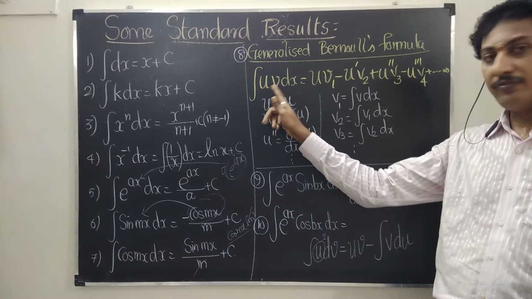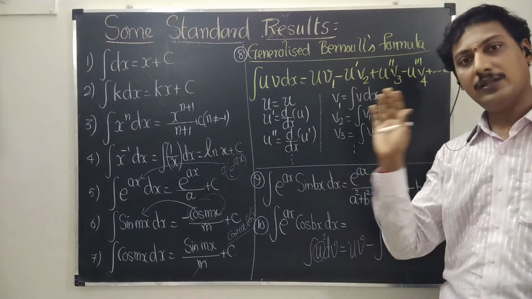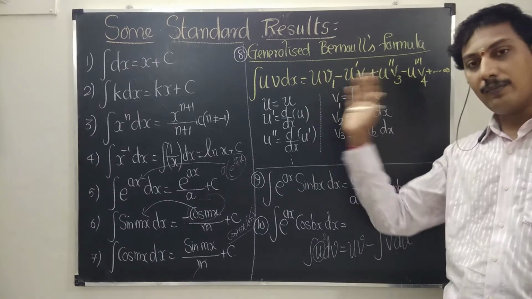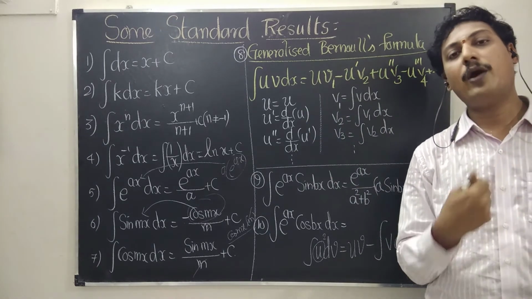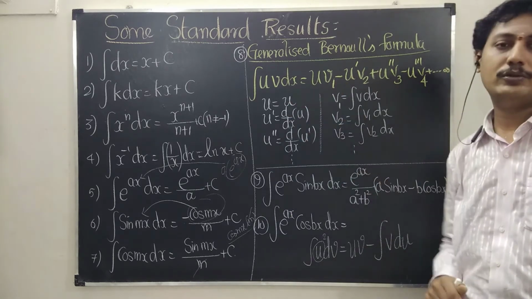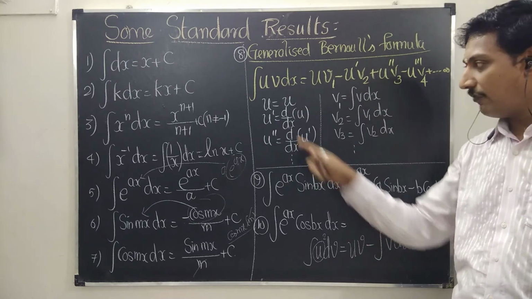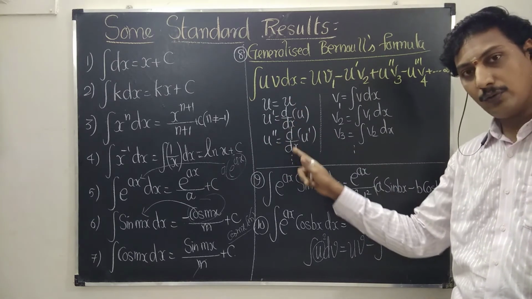Among the two functions, consider u as a polynomial function; only then is this possible. We apply this formula, the Bernoulli formula. If one function in the product is a polynomial function, we can apply this. Suppose u is a polynomial function; find the successive derivatives u dash, u double dash, u triple dash, etc.